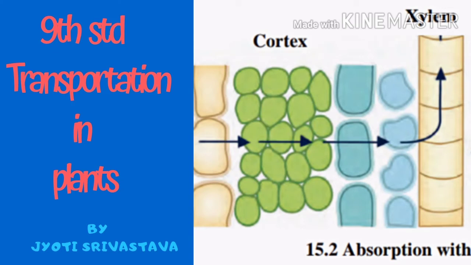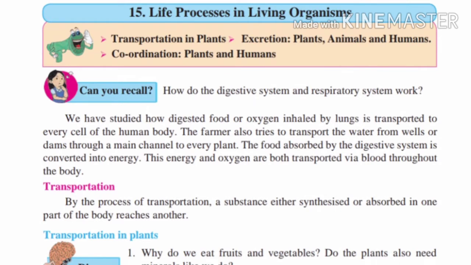Well, why do we need vegetables and fruits? Yes, they provide essential minerals to our body. Then, do plants also require these minerals as we do? If they do, how do they get them and how are they transported to all parts of the plant? Well, the answer lies in today's topic that we are going to talk about: transportation in plants.